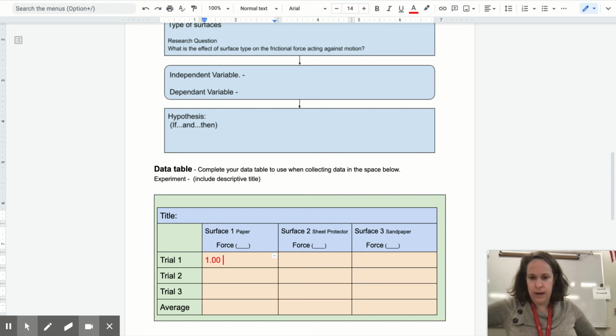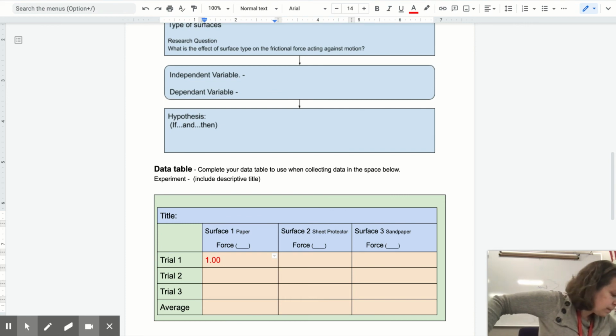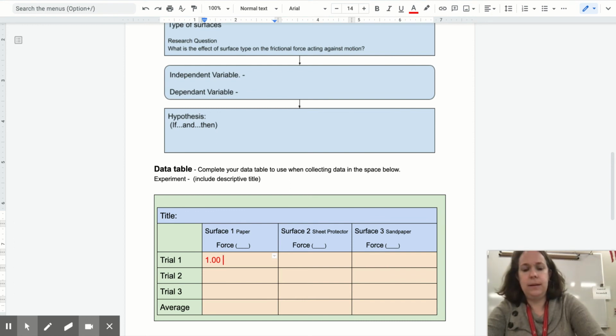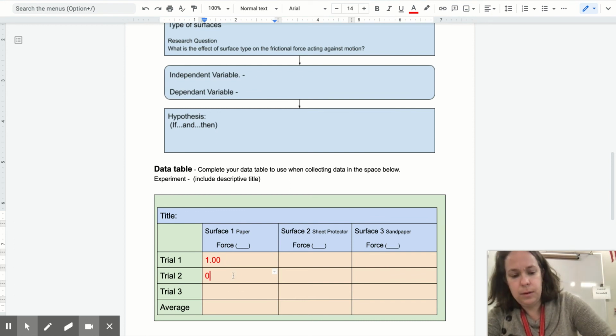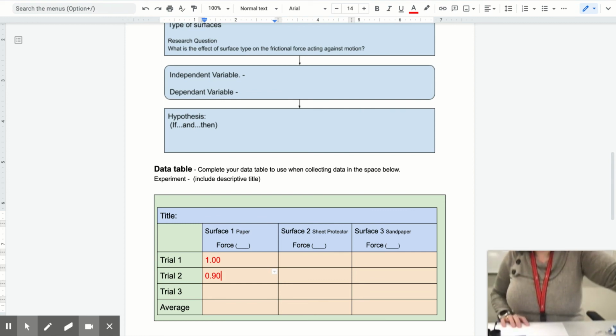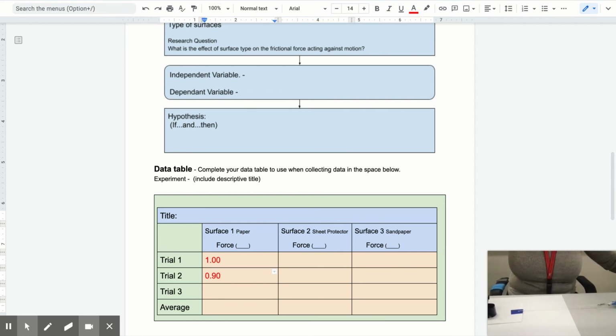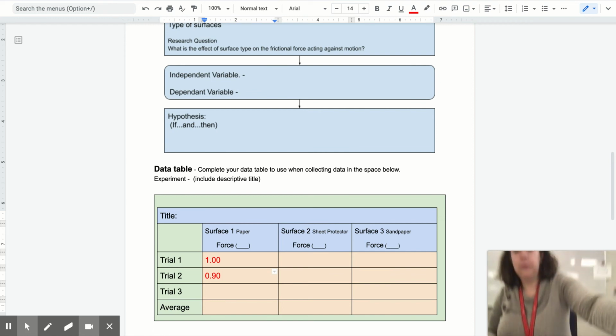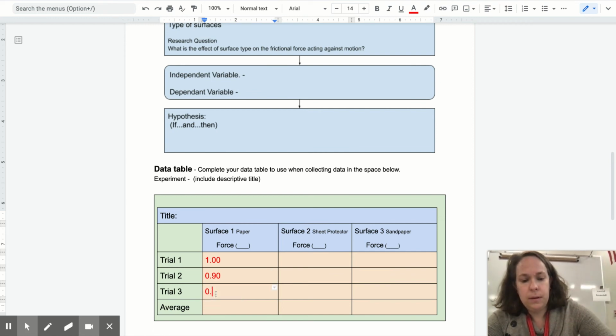Okay, next trial. I think that one was about 0.90 newtons. And then third trial, I'll let you see this time. And that looks about 0.90 newtons again. You'll have to find the average of those three.